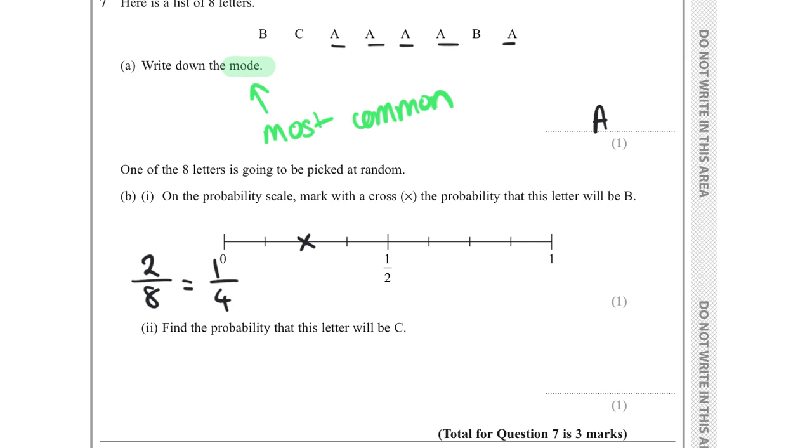Probability the letter will be C. Honestly, probability is easier than it looks. You just got to look at how many C's are there. Oh, there's 1. How many letters are there? Oh, there are 8. 1 out of 8. Sorry, that was a terrible 8. All right, 1/8. Just write as a fraction, honestly. Unless it asks for a percentage or a decimal, just write it as a fraction. You're less likely to make a mistake. It's easier to write.